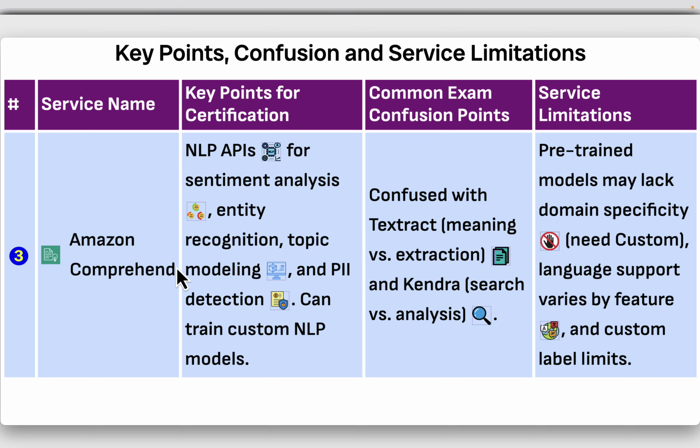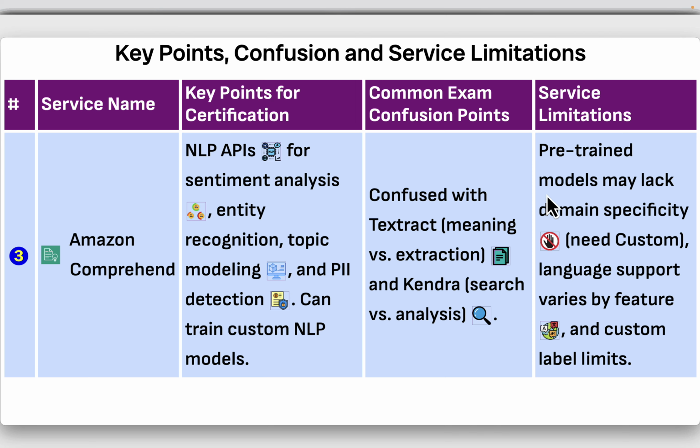Next, we have Amazon Comprehend. Key points for certification: it provides natural language processing APIs, NLP APIs for sentiment analysis and entity recognition. So it can know the sentiment, the emotion, the entity involved, topic modeling, and personally identifiable information detection. You can train custom NLP models also, but you will take this as a base and then develop further. Common exam confusion points: it will sometimes be confused with Textract, which is meaning versus extraction. This is meaning, Textract is only extraction. The second service is Kendra, which is search, but this is analysis. Service limitations.